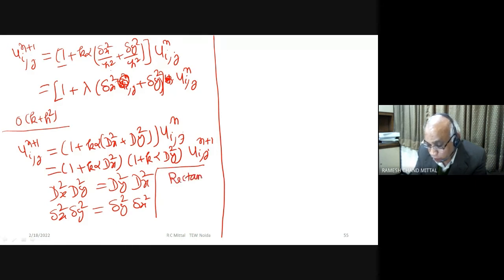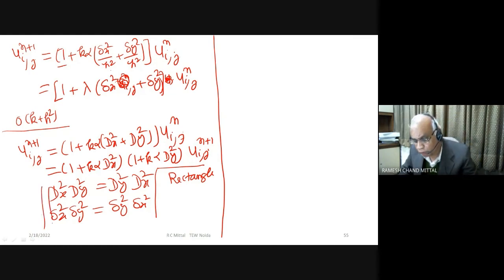That's why I say my domain is a rectangle. If I take my domain as a rectangle, then this will always be true. So for me, δx² δy² equal to δy² δx² holds, but it is not guaranteed if my domain is not a rectangle. If there is a curved boundary, then sometimes it fails.